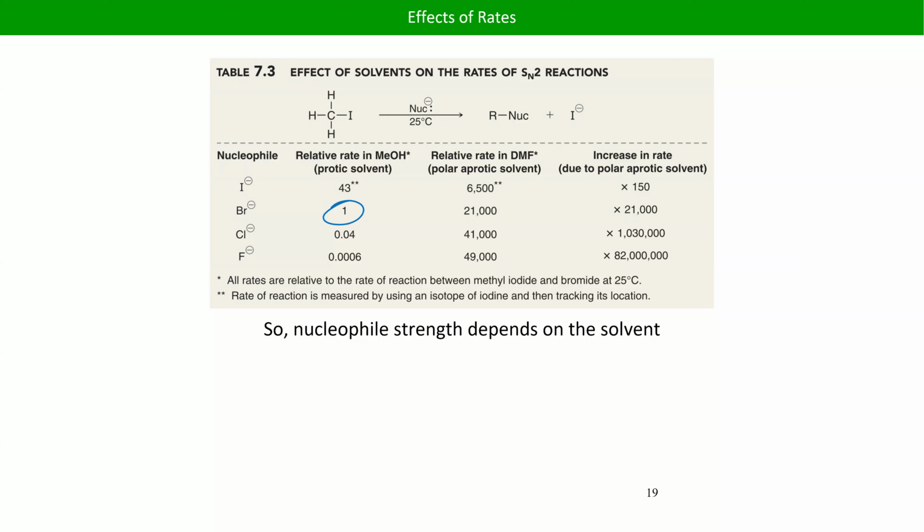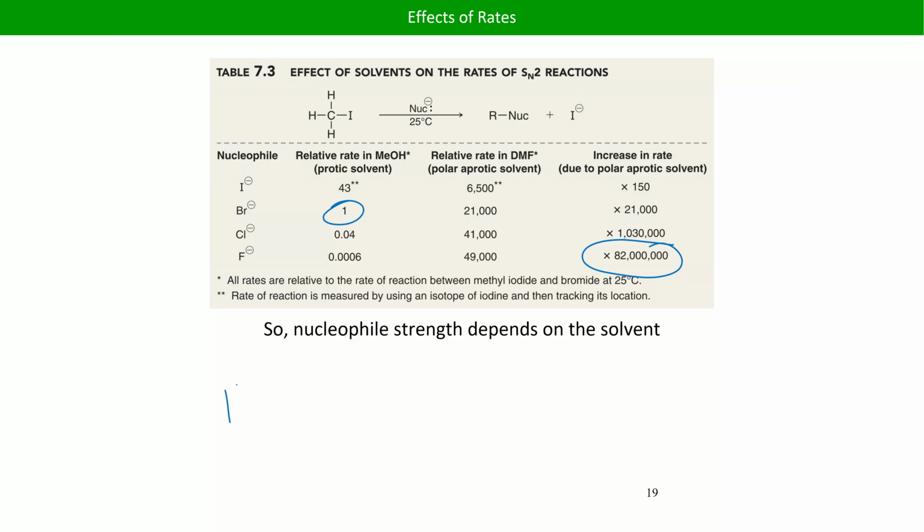But this number right there is significant, not that you have to write down those numbers specifically, but it's 82 million times faster. Fluoride reacting as a nucleophile is 82 million times better as a nucleophile if you do it in DMF compared to methanol. That's just because of what it's going to attach to, and because of how stabilized it is by the methanol molecules.